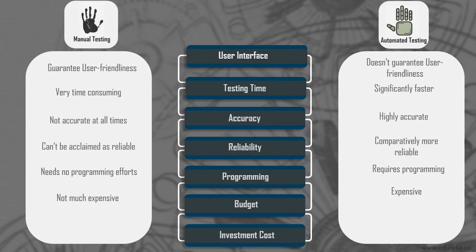And then comes the concept of budget. Manual testing is not really expensive, but it's considered good for short-term goals. Automation testing is expensive as it requires purchasing tools. However, it's quite reasonable in the long term. So if you're going for short-term testing, you should prefer manual testing. If you're going for long-term, then automation testing is much better. Then comes the investment cost. Manual testing requires investment in terms of hiring resources, which is mostly human. Automation testing requires investment in terms of purchasing tools. So that's how manual testing differs from automation testing.